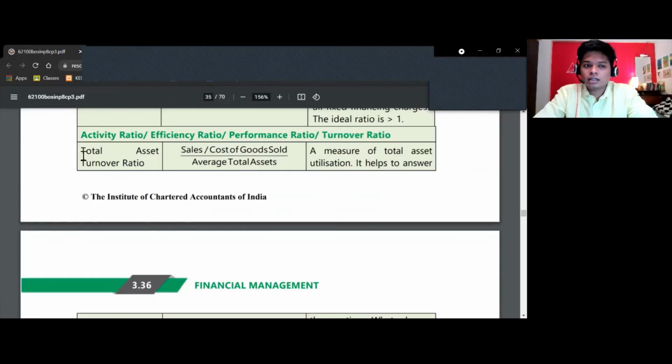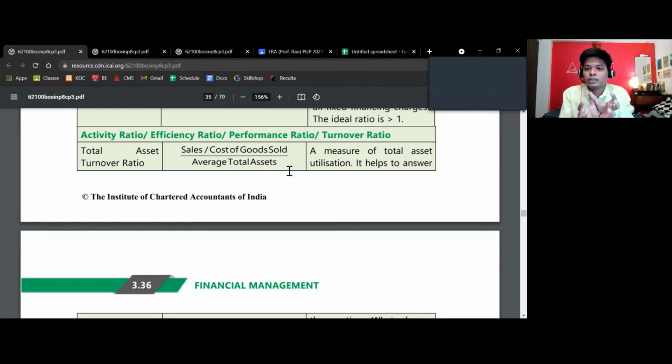Turnover means sales. Whatever your business turnover, it refers to sales. Now, what this ratio indicates is sales divided by total assets. For example, let's say that your total assets is 100 rupees and your sales is 1500. So your total asset turnover ratio is 15 times. What it says is that with 100 rupees of assets, you are making 1500 rupees of sales.